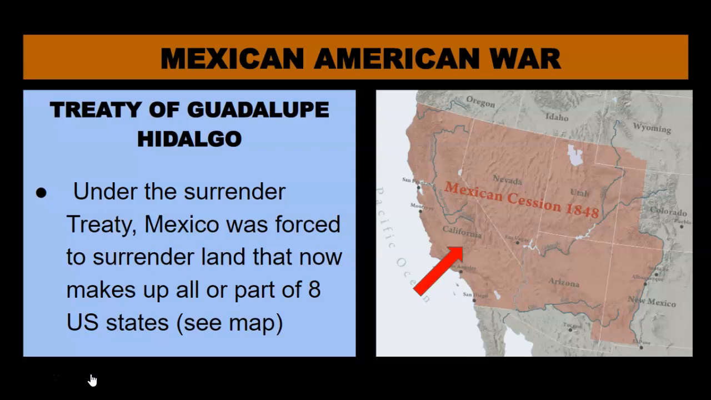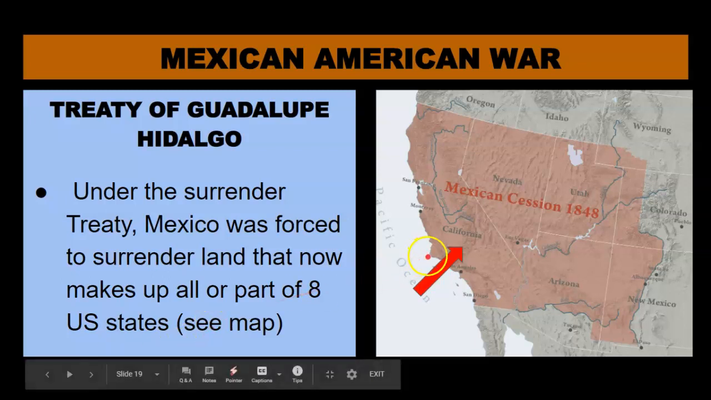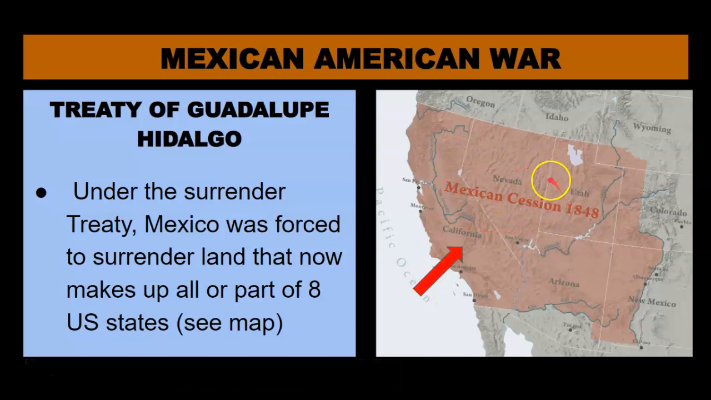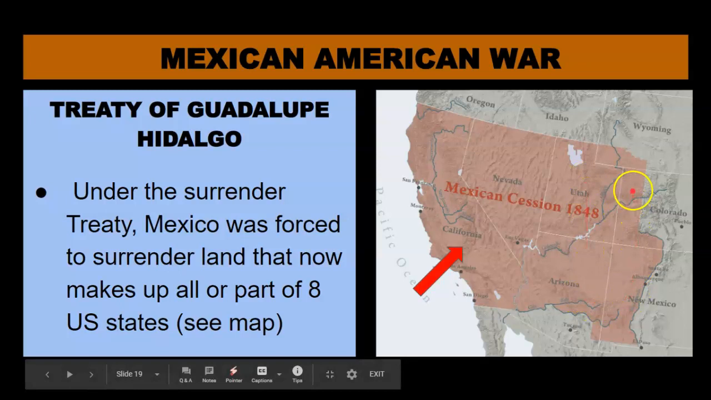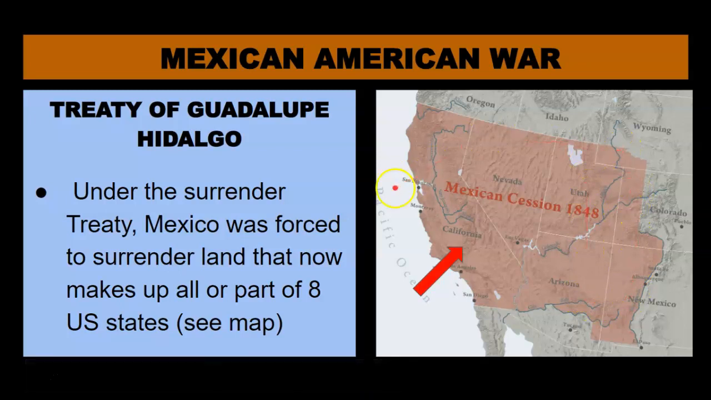So under the surrender treaty called the Treaty of Guadalupe Hidalgo, Mexico is forced to surrender land that now makes up all or part of 8 U.S. states. So you can see the map here. This was called the Mexican Cession. The Mexican Cession was the land that the Mexicans gave up as a result of the Mexican-American War in 1848. So you can see here that the USA got all of California, Nevada, Utah, Arkansas, parts of New Mexico, parts of Colorado, parts of Wyoming.